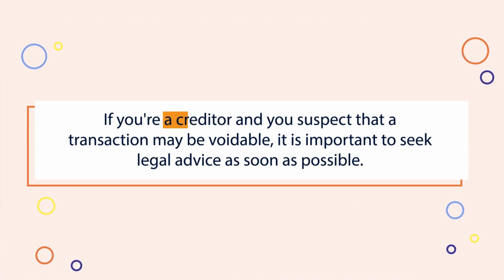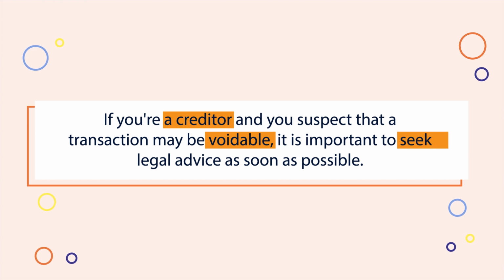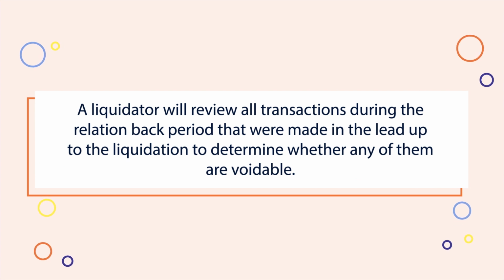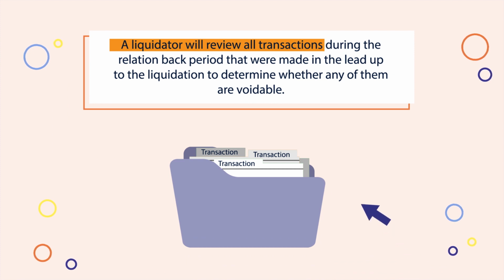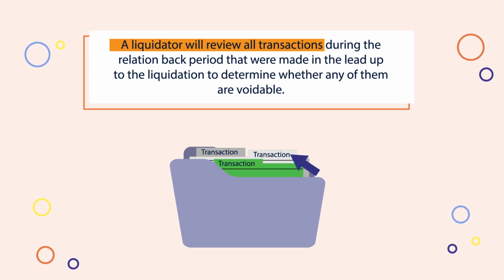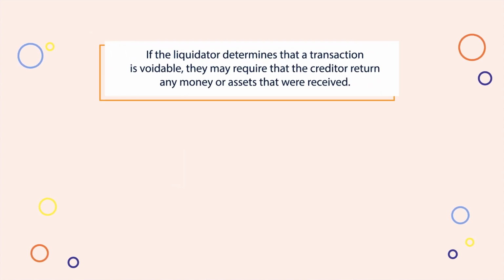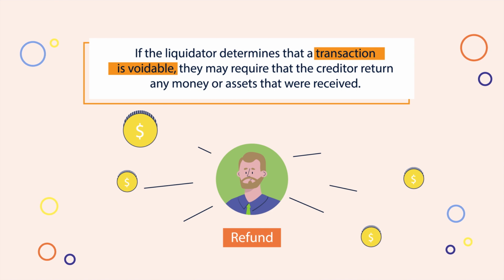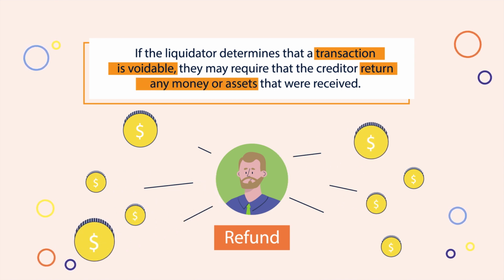If you're a creditor and you suspect that a transaction may be voidable, it is important to seek legal advice as soon as possible. If a liquidator is appointed to wind up a debtor's business, they will review all transactions during the relation back period that were made in the lead up to the liquidation to determine whether any of them are voidable. If the liquidator determines that a transaction is voidable, they may require the creditor to return any money or assets that were received.